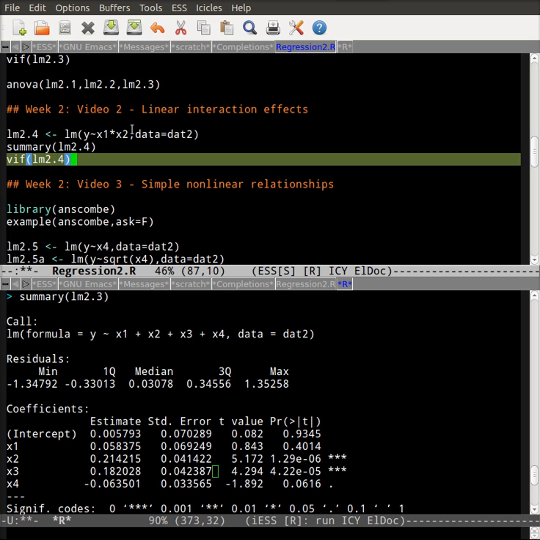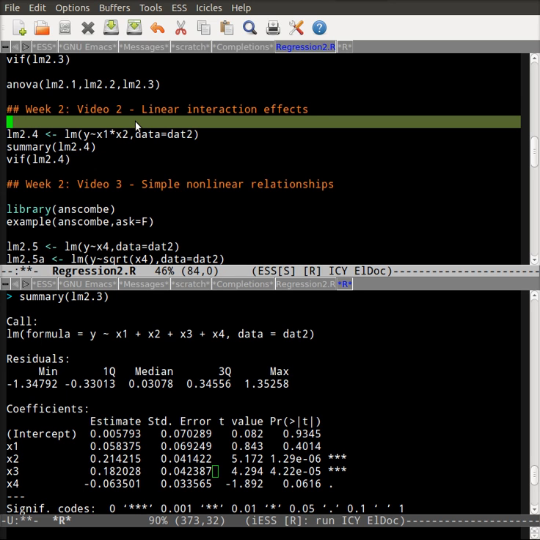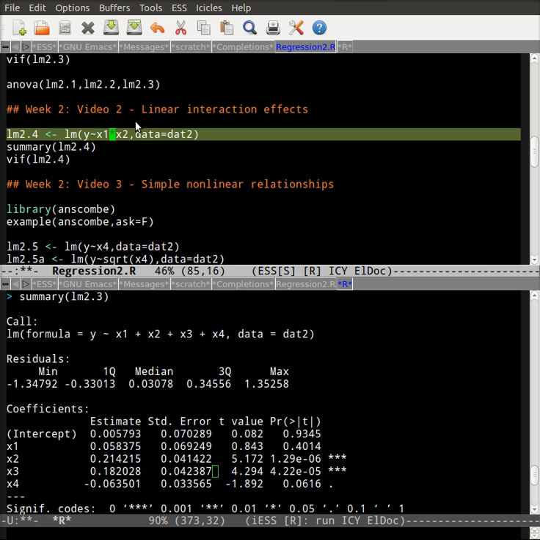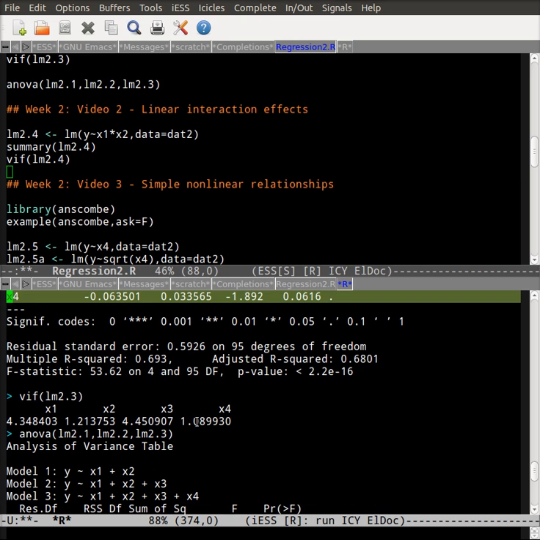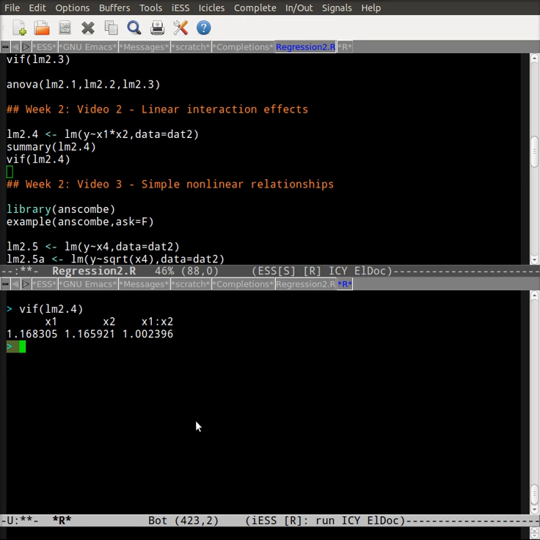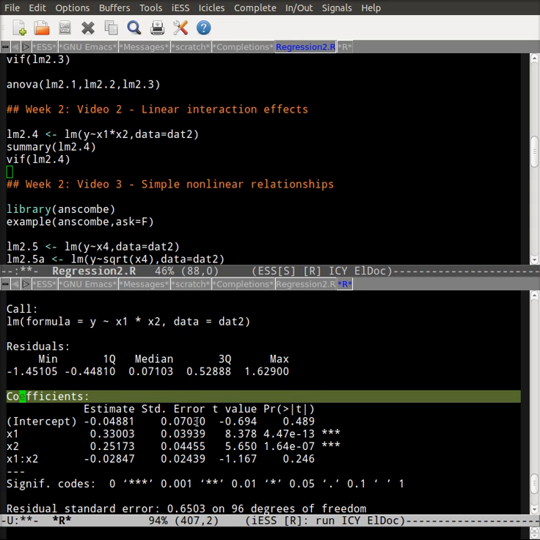And in R, we have a shortcut operator. It's an expansion operator, and that's an asterisk. So in most languages, you would expect the asterisk to be a multiplication, and in fact, it is a multiplication operator unless it's used in a formula. So now I have y tilde x1 asterisk x2, and what does that mean? Well, I'm going to just run this code right away and then go all the way down to the bottom. And what does this mean?